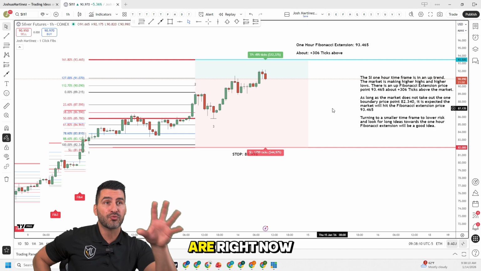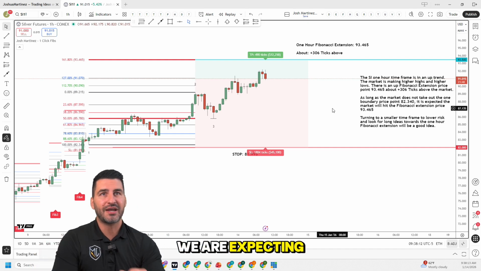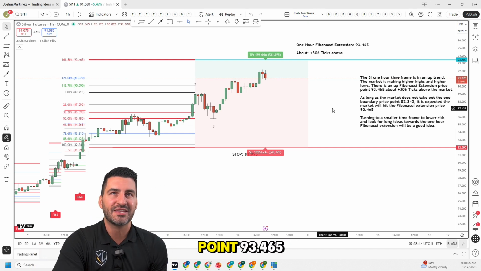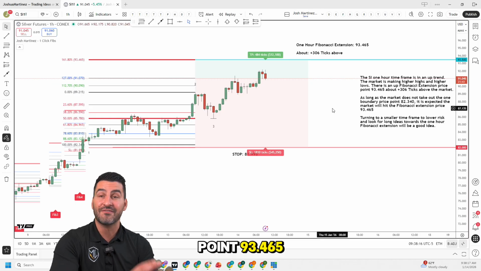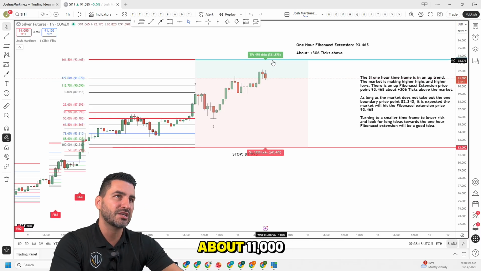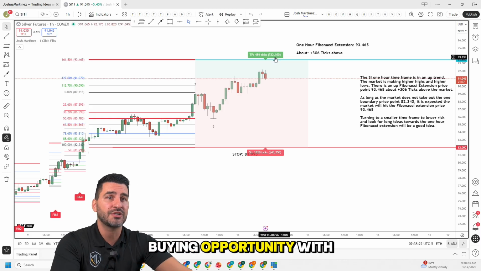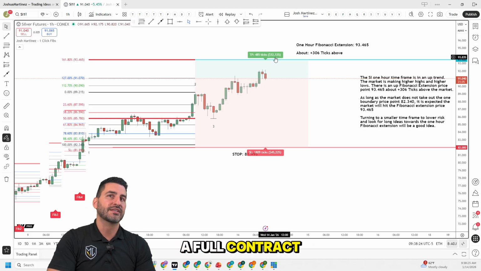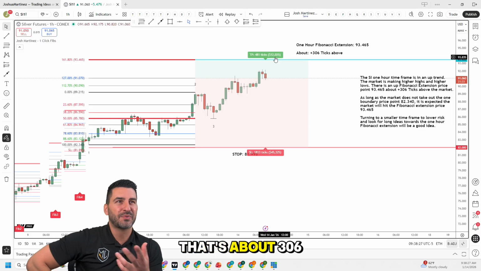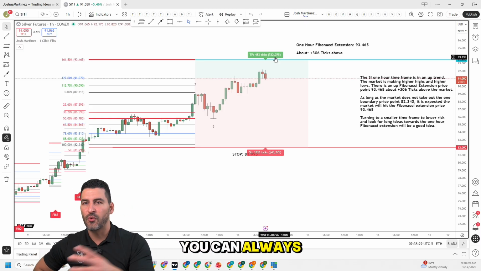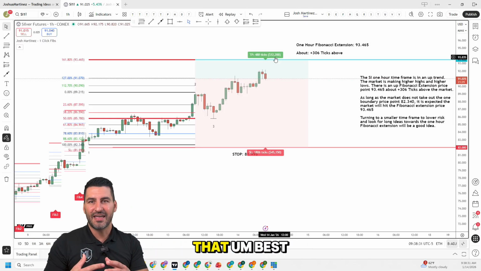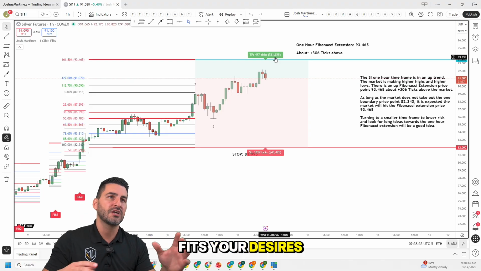Now where we currently are right now, we are expecting the market to rally to price point 93.465 and then retrace. That gives us about $11,000, $12,000 worth of buying opportunity with a full contract. Now, in this particular scenario, that's about 306 ticks. Naturally, you can always find the contract size that best fits your desires.